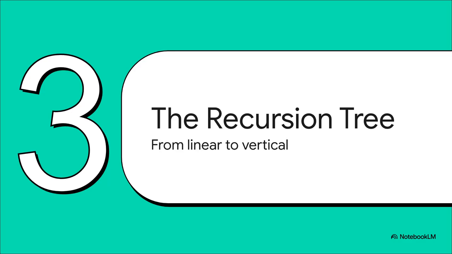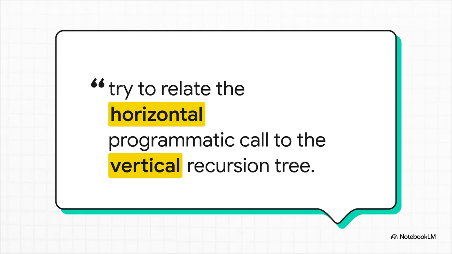I mean, trying to trace all that line by line, it can get super confusing, right? A much better way to picture what's happening is to turn that horizontal code into a vertical structure, the recursion tree. And here's the pro tip: the real mental leap is connecting what you see in the code, that horizontal line after line execution, to this vertical, branching tree. It's the mental model that brings order to the chaos.